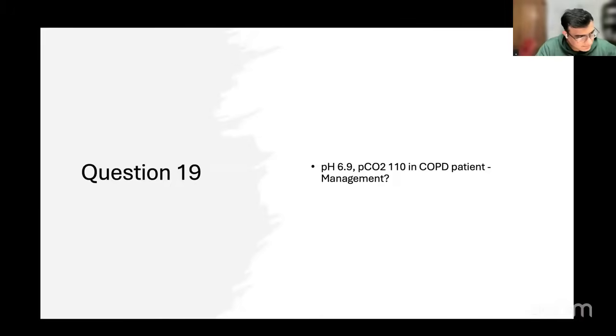Anything to add? It's a case of severe respiratory acidosis. I would go with mechanical ventilation as you mentioned.